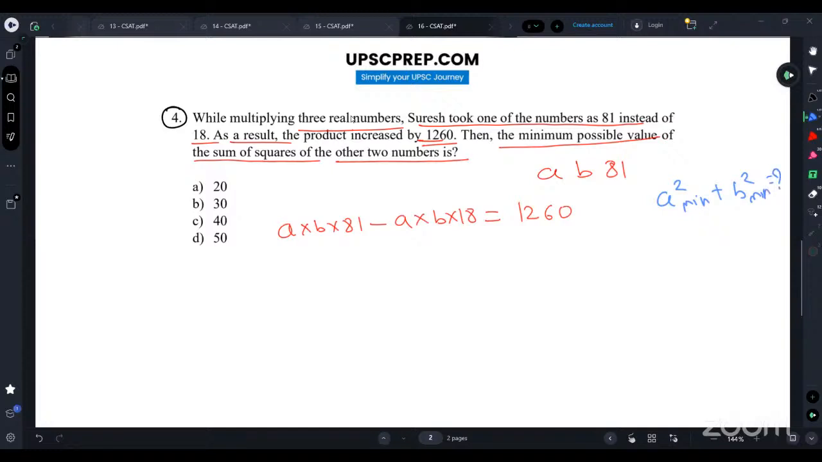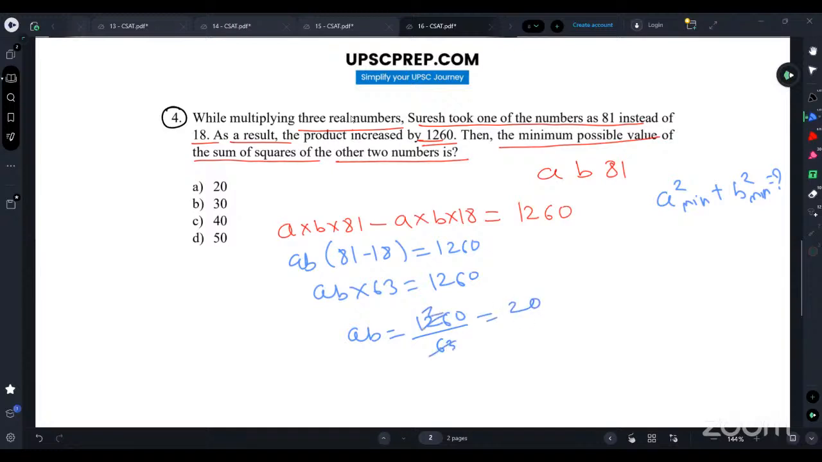See now, so basically this AB can be taken common. So 81 minus 18 will be equal to 1260. So 81 minus 18 is 63. So AB into 63 will be 1260, right? And this AB will be what? 1260 by 63. This will be 20. So the product AB will be basically 20, right? A into B is 20, right?